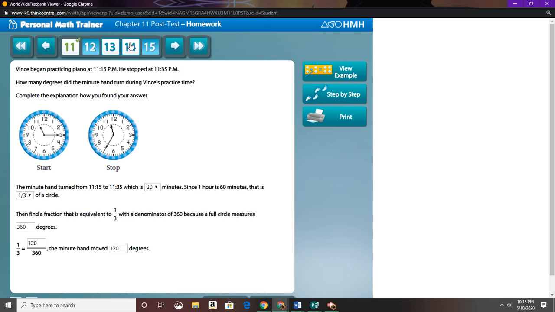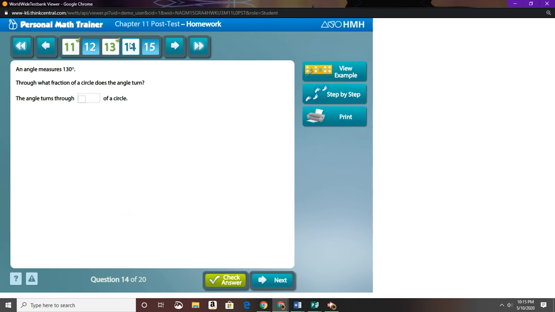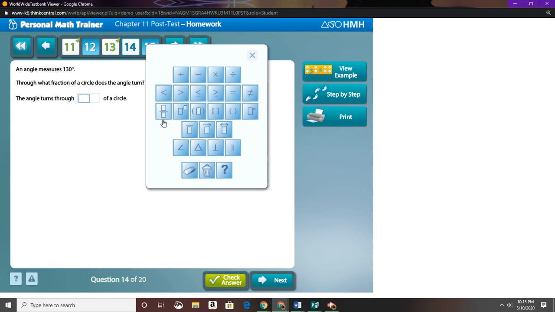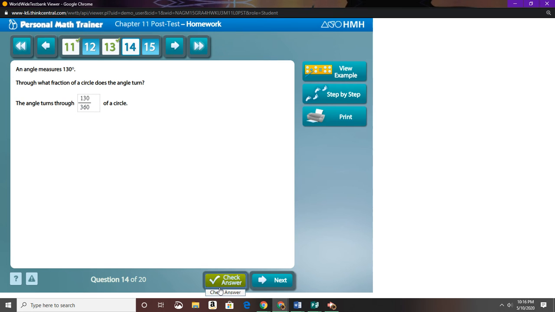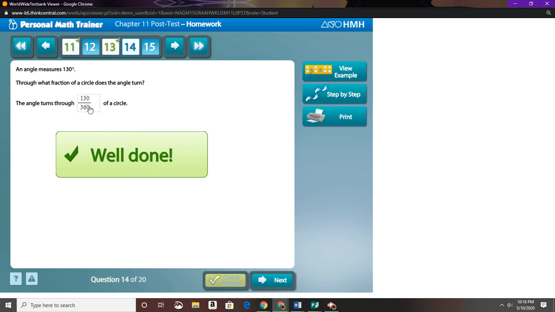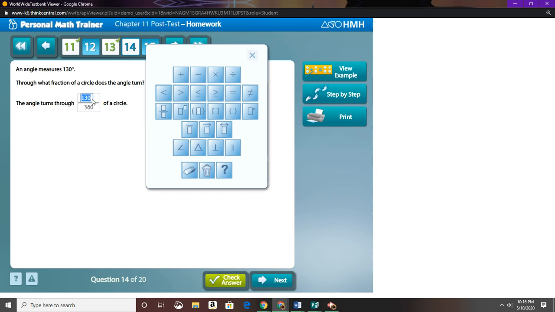Question 14, missed by 7 of you. An angle measures 130 degrees. Through what fraction of a circle does the angle turn? This one, you may have overthought it. I know for sure that if I do 130/360ths, I believe it gives me credit for that. If you simplify that, I don't know if it still gives you credit or not.